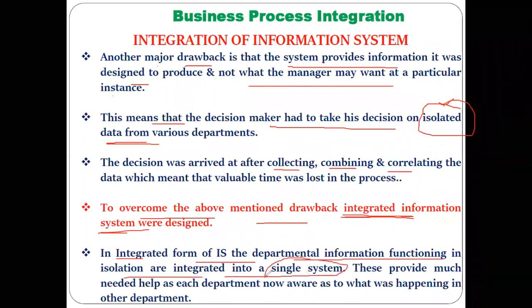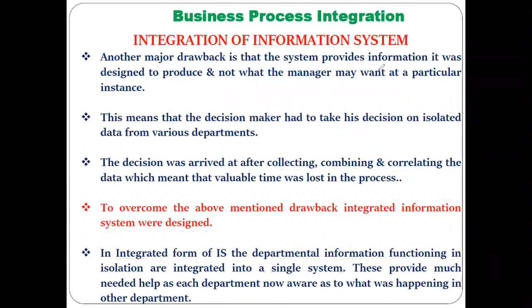Integrated into the single system, its meaning is what? If they are linked with each other. If these different functional departments are linked with each other, then we can call it a single system, yes or no? Yes sir. Right, if you link different departments, we can call it a single system. Same thing I have mentioned: in the integrated form of the information system, the departmental information functioning in isolation is integrated into the single system, and this provides much needed help as each department is now aware of what is happening in the other department. Now if the departments are linked, one department can easily know what is going on in another department, am I right? Yes sir. So that is nothing but the concept of integration of the information system. Understood?